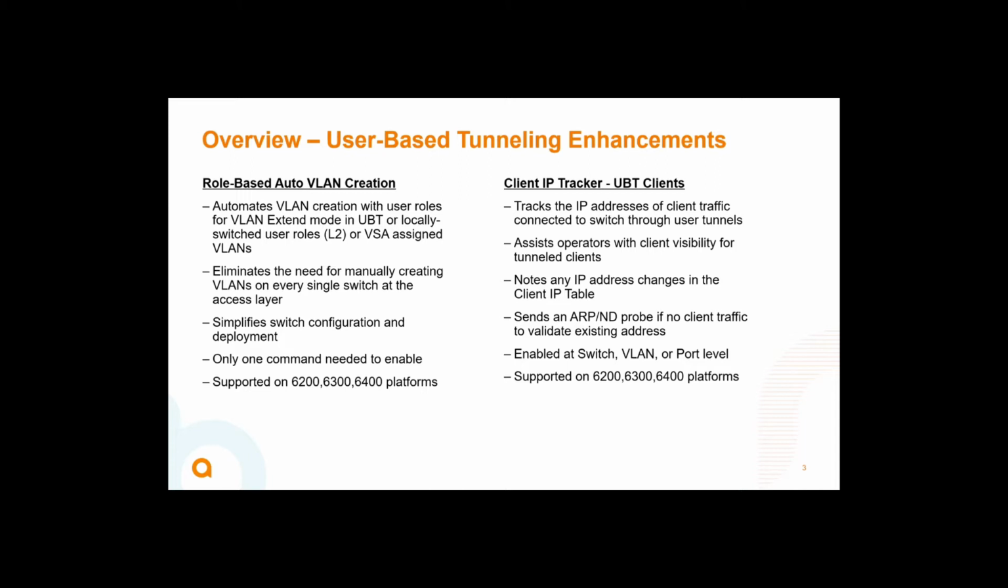You can also send out an ARP probe at a certain interval. So if there's no client traffic present in the tunnel or on the switch, you can send out an ARP probe to figure out where those clients are, the IP address to the MAC address of the client that you're interested in. You can enable that on the switch, the VLAN, or the port level, and that's also supported on the 6200, 6300, and 6400 platforms.